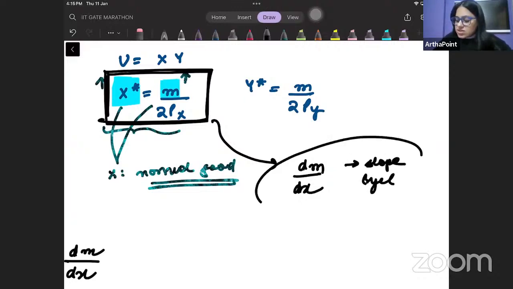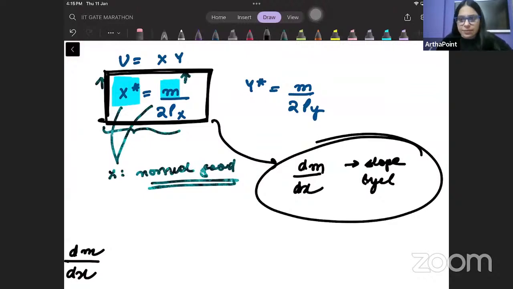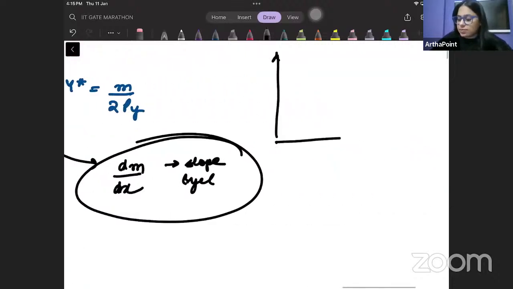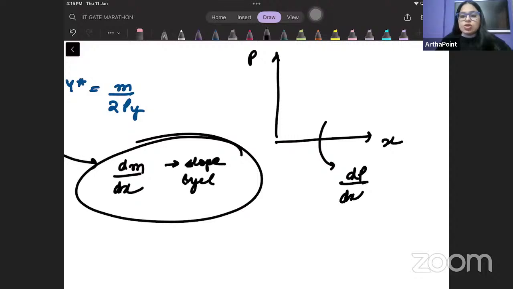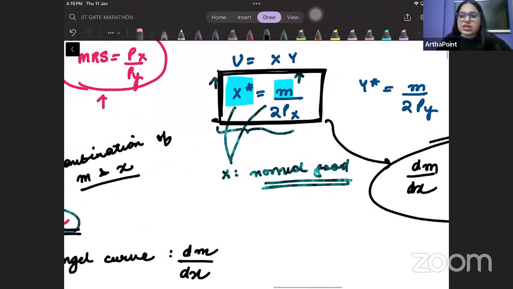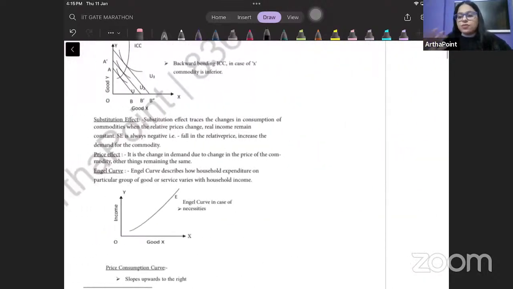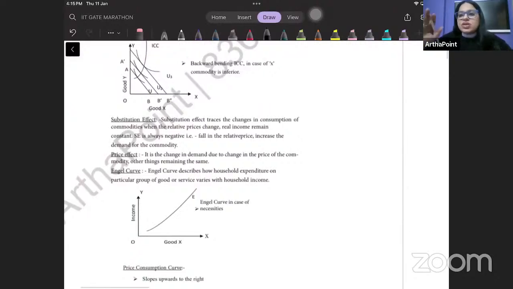So such questions can be asked in exam. They can ask you find the slope of angel curve, find the slope of the demand curve. Demand curve hoga, then I am plotting it between price and X. So iska slope will be dp by dx, right? So they can go ahead and ask you the slopes of angel curve, demand curve, and you should be aware कि कौन सा curve कौन से x-axis and y-axis coordinates पे plotted है. What am I taking on the x-axis? What am I taking on the y-axis?